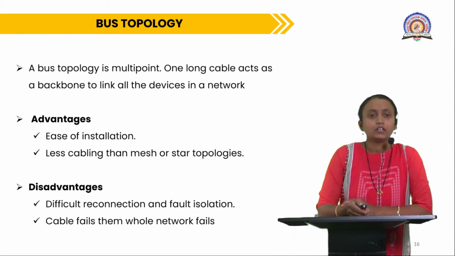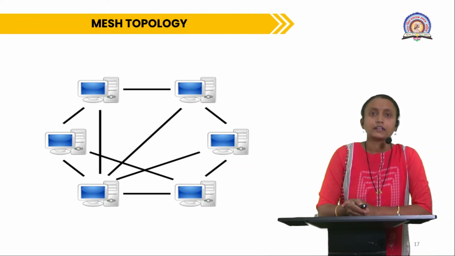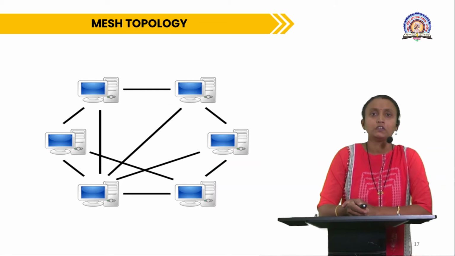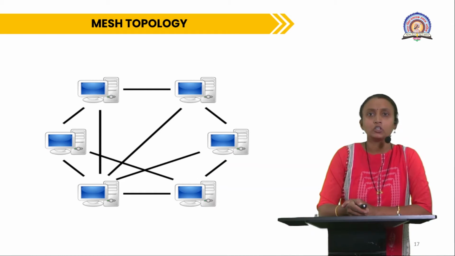The disadvantages are difficult reconnection and fault isolation. If the single backbone cable fails, then the entire network will fail. When data is transmitted with bus topology, some of the signal will be lost in the form of heat. Hence, when information is transmitted in bus topology, the signal gets weaker and weaker as the distance increases.